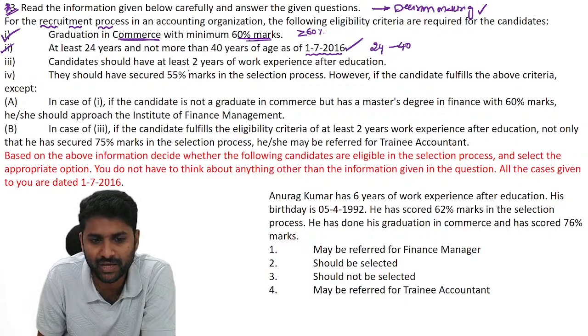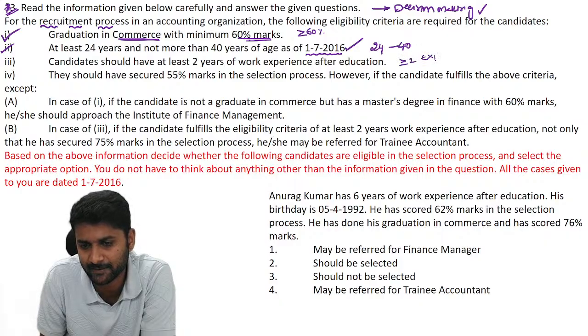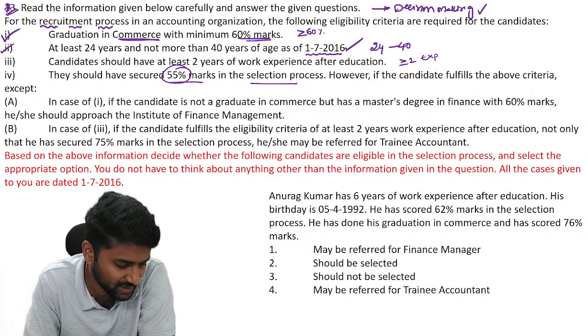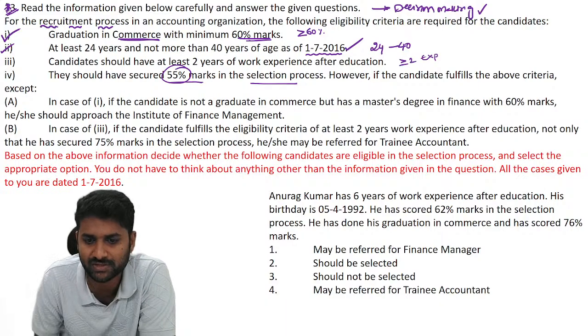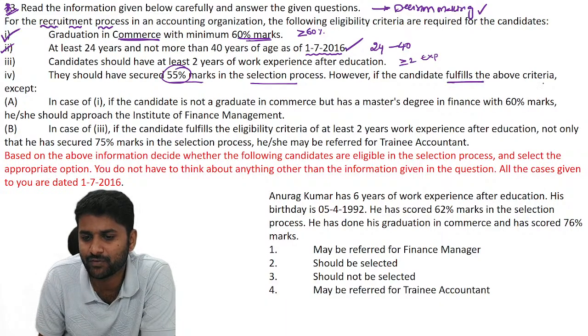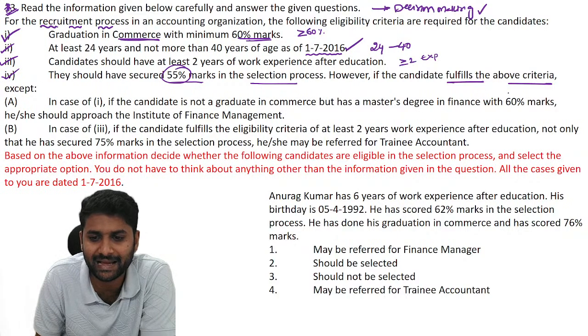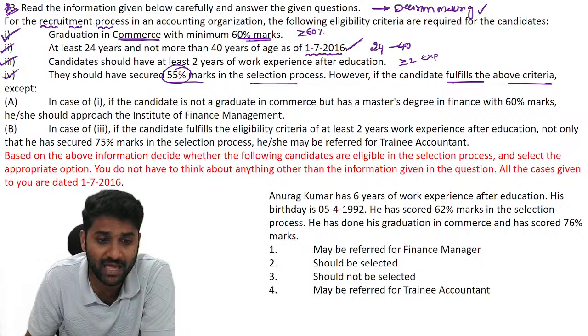And the candidate should have at least 2 years of work experience, so minimum 2 years of experience is required. They should have secured 55 percentage in the selection process. They need to get 55 percentage in the selection process. However, if the candidate fulfills the above criteria, if all 4 points are satisfied, definitely that guy is selected. But we have exceptional cases.